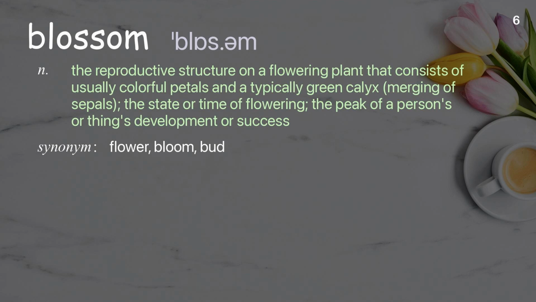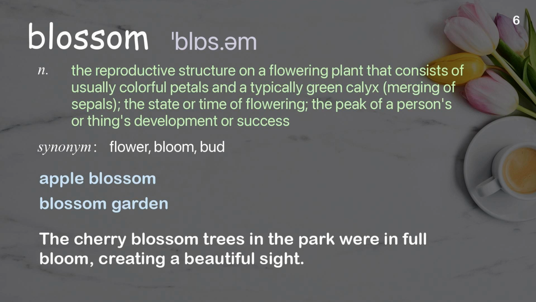Blossom. The reproductive structure on a flowering plant that consists of usually colorful petals and a typically green calyx, merging of sepals, the state or time of flowering, the peak of a person's or thing's development or success. Examples: Apple blossom. Blossom garden. The cherry blossom trees in the park were in full bloom, creating a beautiful sight.